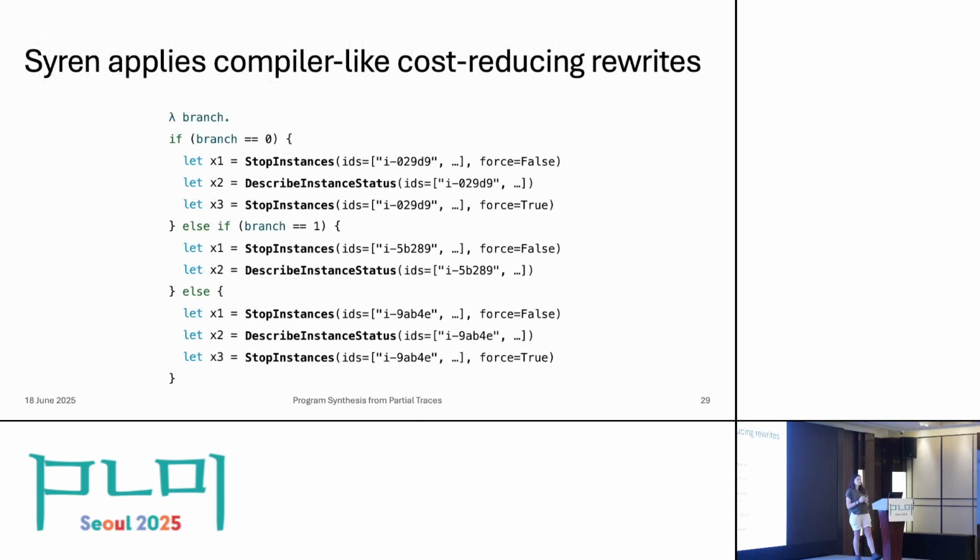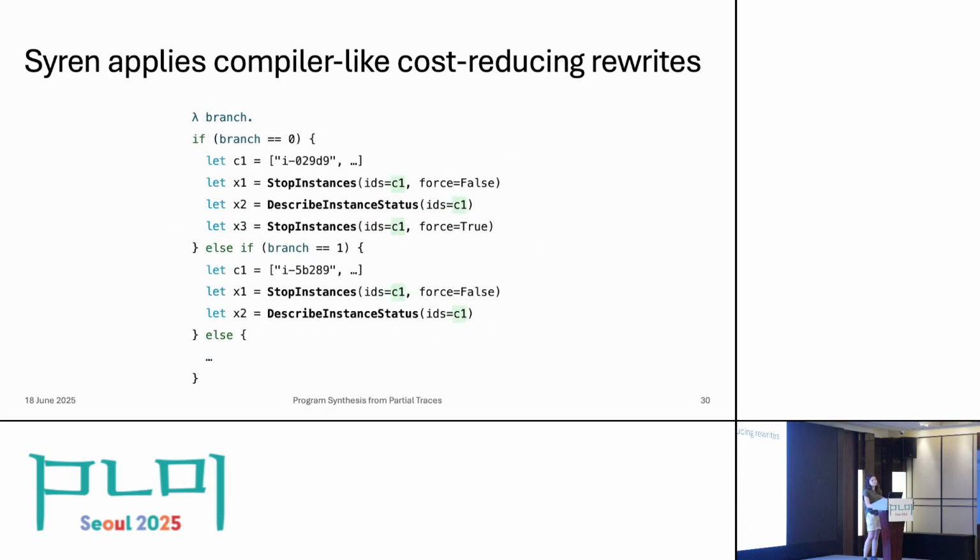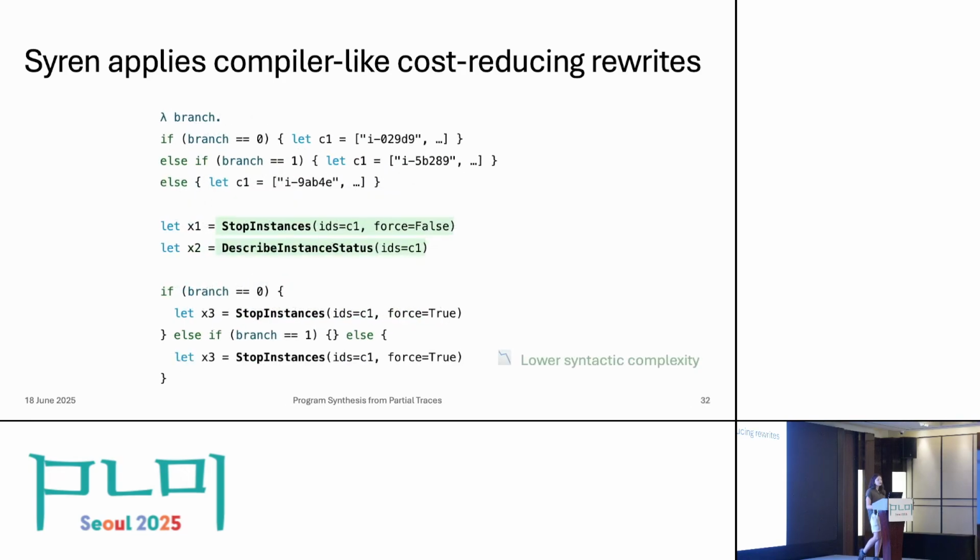So some of these rewrites are very compiler-like rewrites that don't really change the semantics of the program, such as noticing that some value gets used a lot of times and hoisting it into a variable that is defined above, or noticing that some of these API calls are showing up in every single branch, so we can again hoist it out of the if-then-else branching structure so that they're in the main body of the program. All of these lower syntactic complexity of the program, thus lowering also our cost metric.